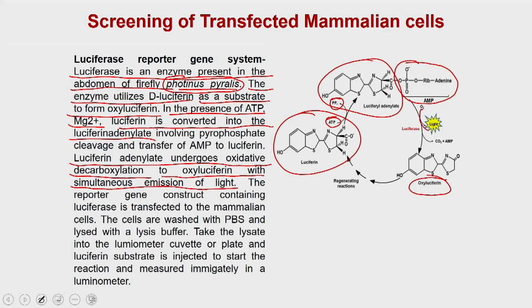So, the oxygen is being utilized, and that produces the light, and this is a short lived signal. As soon as the luciferin adenylate is oxidatively decarboxylated to form the oxyluciferin, it produces a small amount of light, and that light can be measured simply in a luminometer.